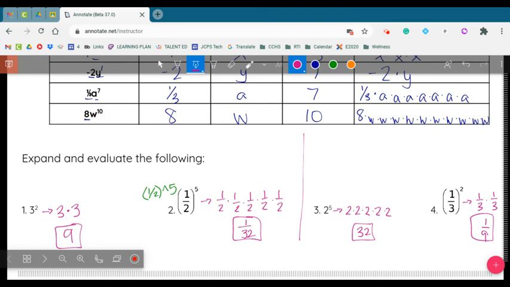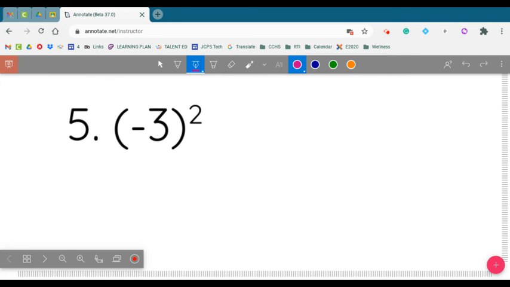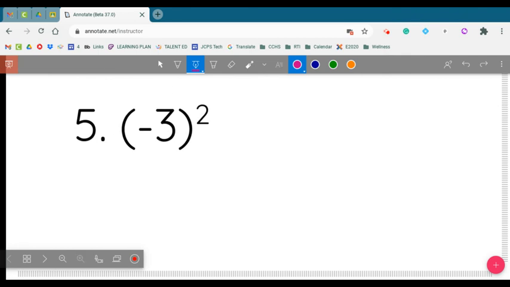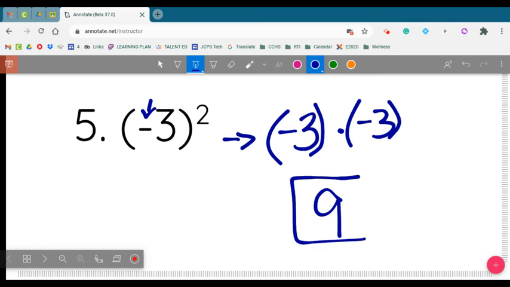Okay, now let's go down to the bottom. If you have a coefficient raised to an exponent, and it is inside parentheses with a negative, this means that the negative stays with the number. So this is representing -3 times -3. Okay, so this would be 9.